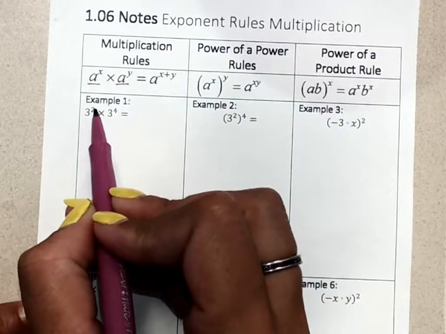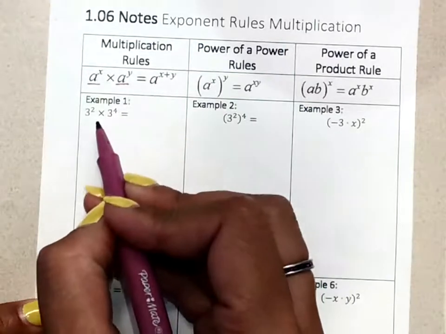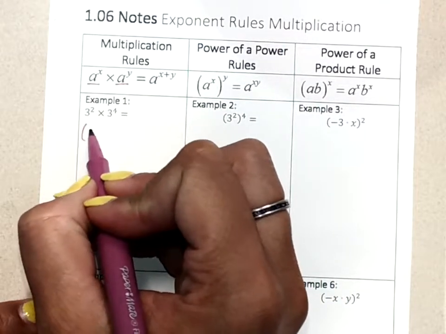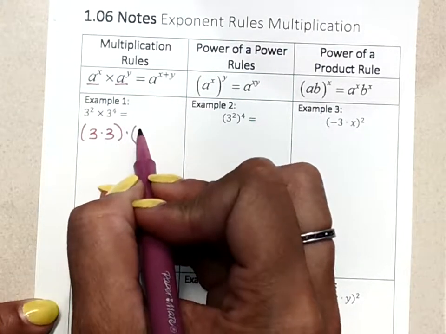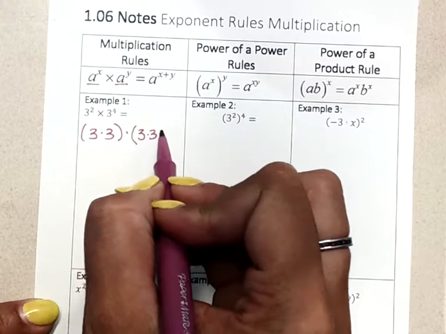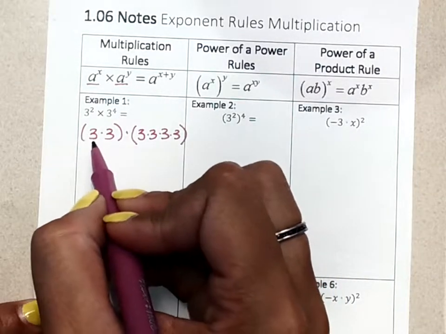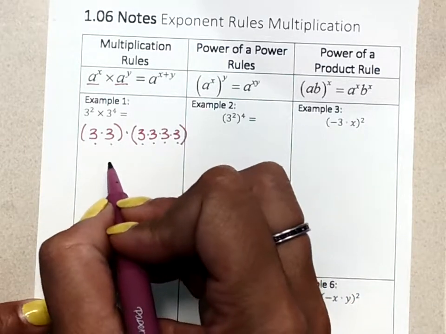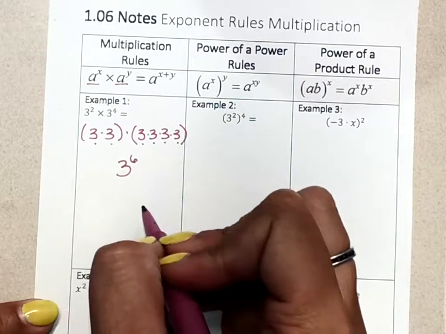We have 3 to the second power times 3 to the fourth power. Before I use this rule, I'm going to expand both of these to show us why it makes sense. So we have 3 to the second power, which means 3 times 3, and 3 to the fourth power means 3 is being multiplied by itself 4 times. If we were to count all of these up, 1, 2, 3, 4, 5, 6, we would see that we have 6 of them. So in exponential form, this would be 3 to the sixth.